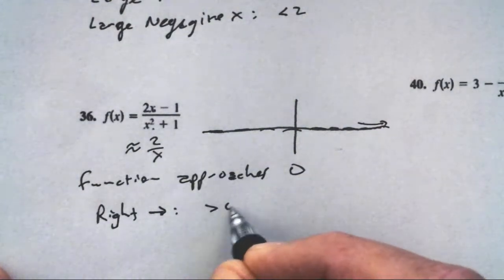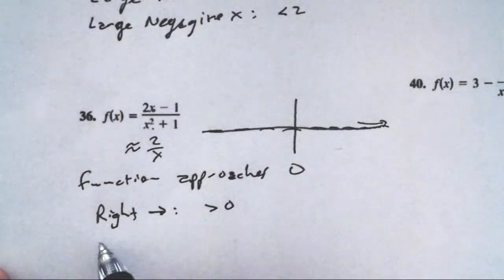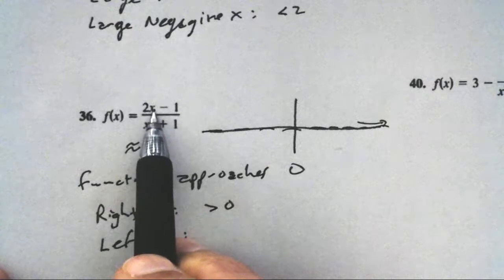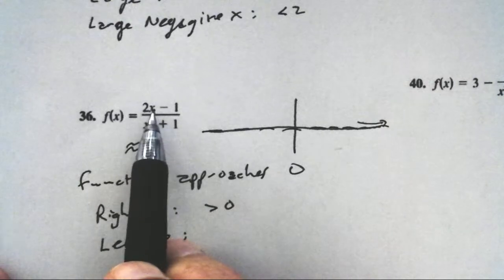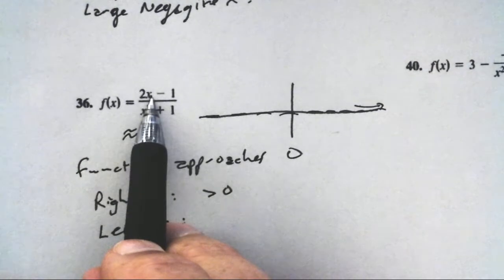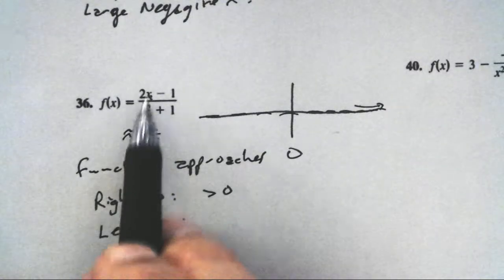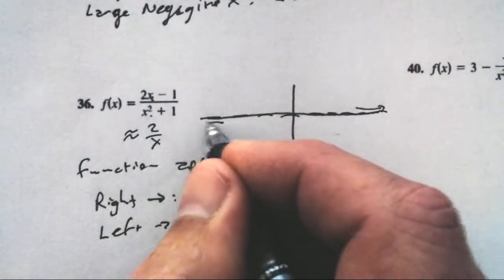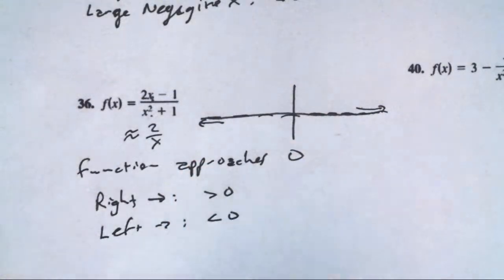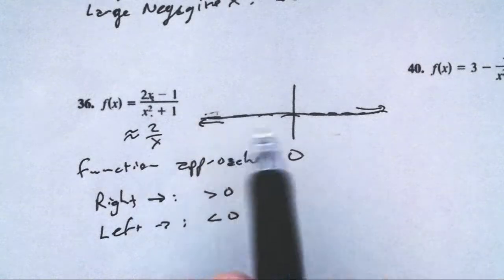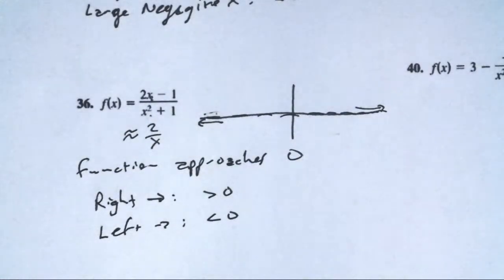We get greater than 0. As we move to the left, we get negative. A big negative, negative 100, would make this a negative numerator, but the negative gets absorbed here. I get negative over positive, which is negative, and it wants to approach from below, from less than 0. It's possible we could have functions like this that are both above the horizontal asymptote.